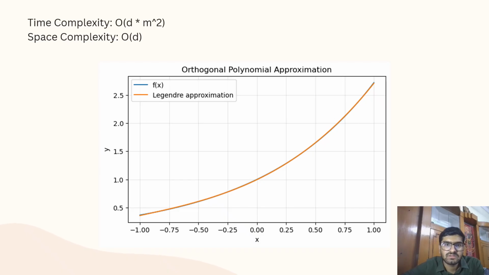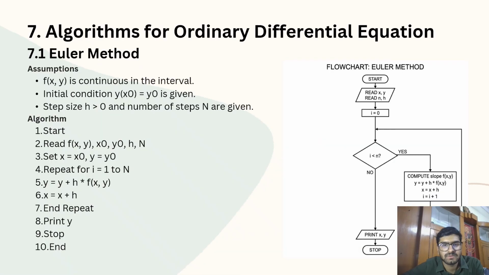The geometrical interpretation of the orthogonal polynomial approximation: the orange line represents the Legendre approximation, and the blue line represents the f of x, which are almost coinciding with each other.